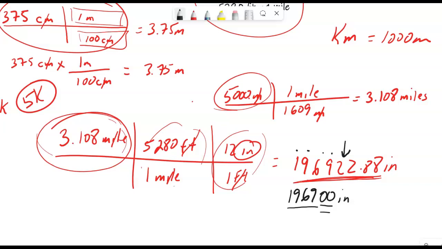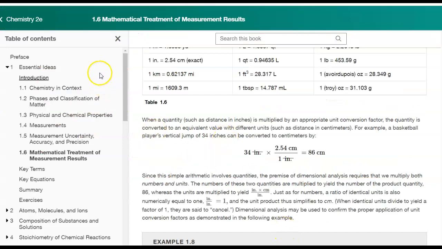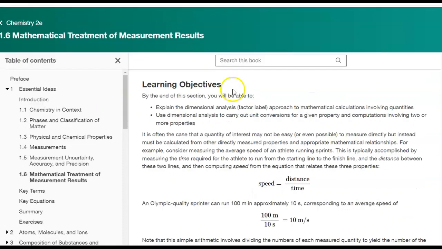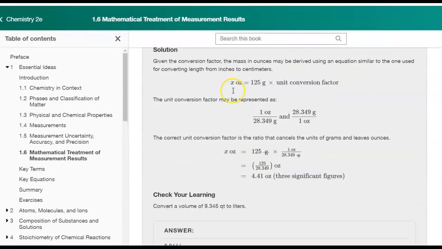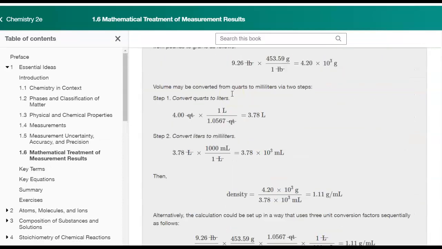So we'll take a look at some more of these. I'm also going to post something from the online textbook that you should read. And that will be your assignment for the next day or two. Look over the video, look over the worksheet that's online, and the sections in the online textbook, which, by the way, is right here. It's the mathematical treatment of measurement results. You're going to want to look at that. And this goes into a little bit more depth and some more examples.